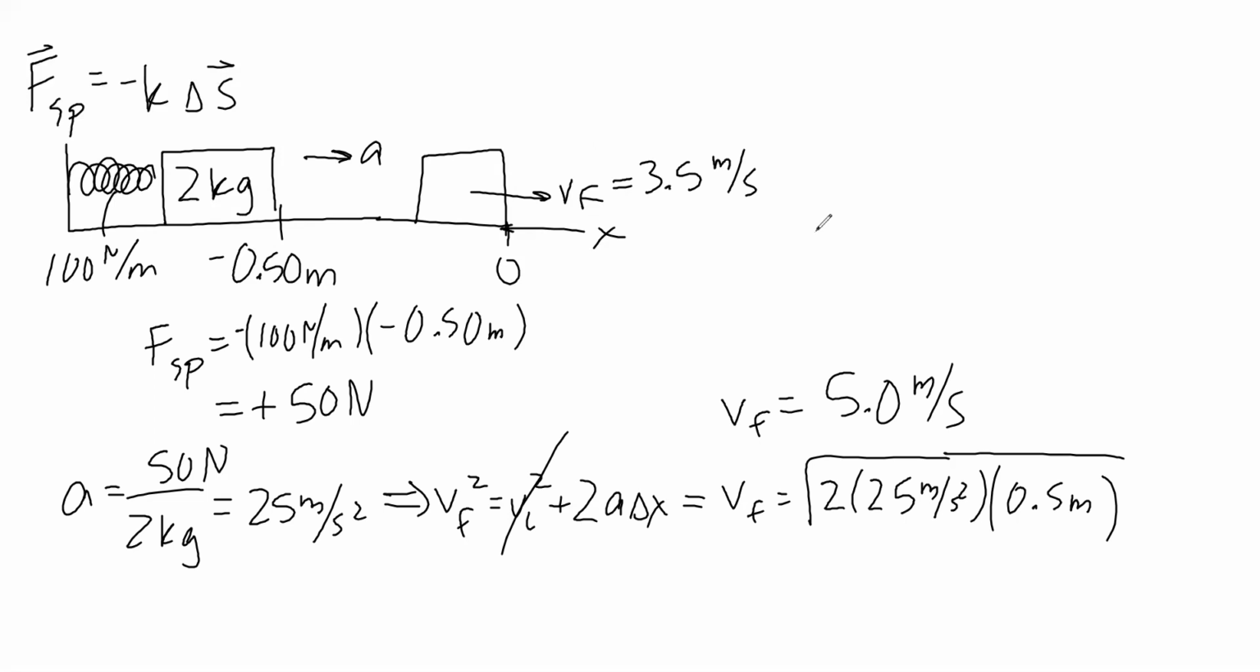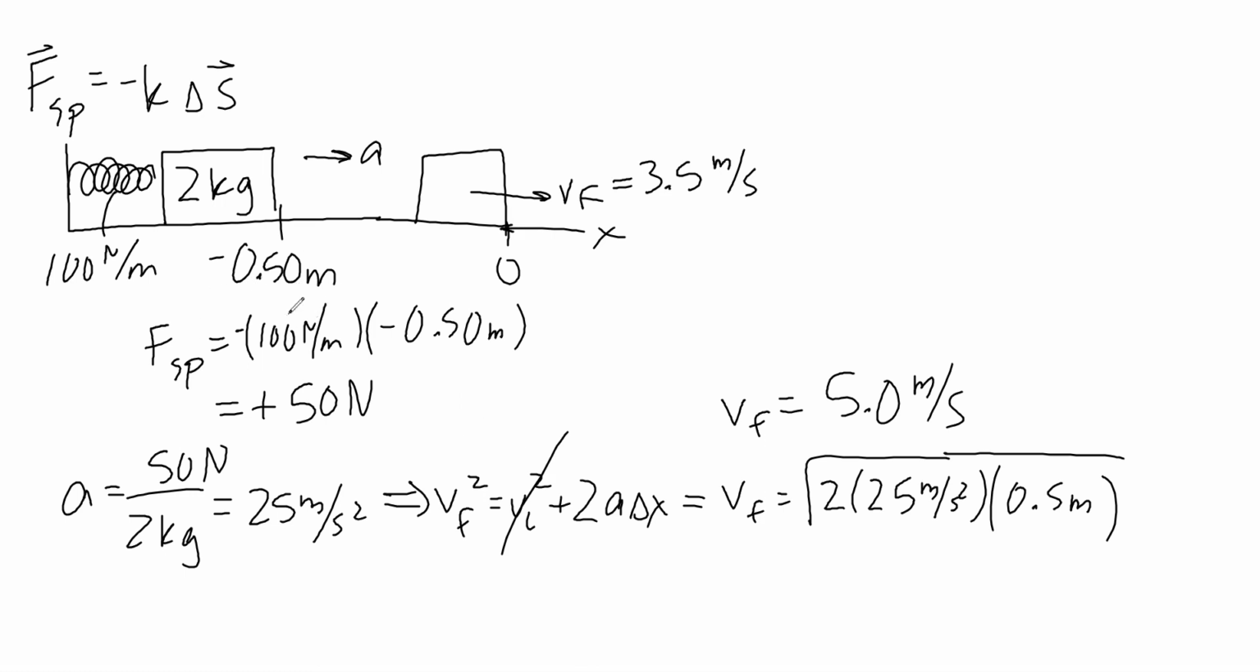And so we have a predicted launch speed of 5.0 meters per second and an experimental launch speed of 3.5 meters per second. So that is an issue. How are we going to resolve this issue then? Well, we have to look at what we did to solve the problem.